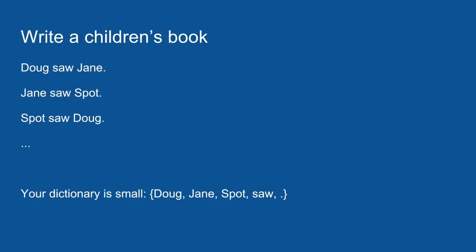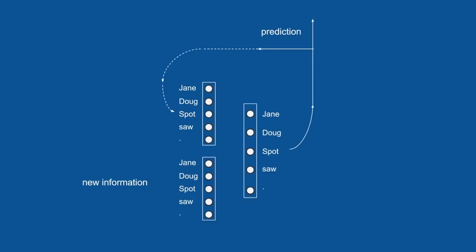Now to show how they don't meet all of our needs, we're going to write a children's book. It'll have sentences of the format, Doug saw Jane, period. Jane saw Spot, period. Spot saw Doug, period. And so on. So our dictionary is small, just the words Doug, Jane, Spot, saw, and a period. And the task of the neural network is to put these together in the right order to make a good children's book. So to do this, we replace our food vectors with our dictionary vectors.